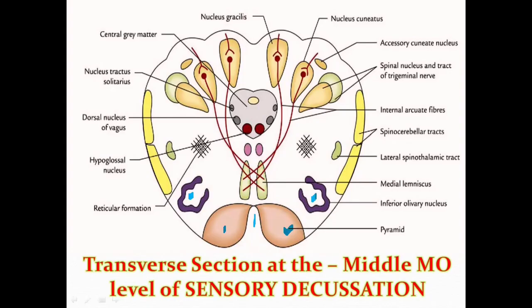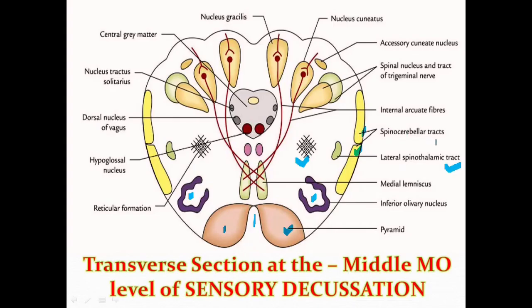Then on either side, we will be having the inferior cerebellar peduncle that you have studied in external features. Likewise, let me show you the common points first of all. As before, you could identify the reticular formation. As before, the lateral spinothalamic tract.